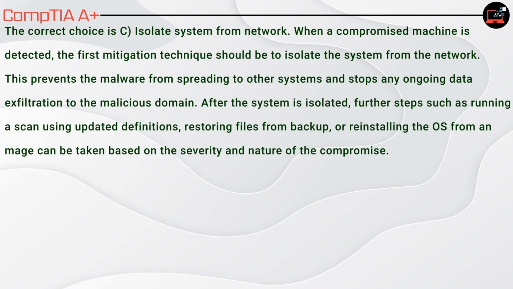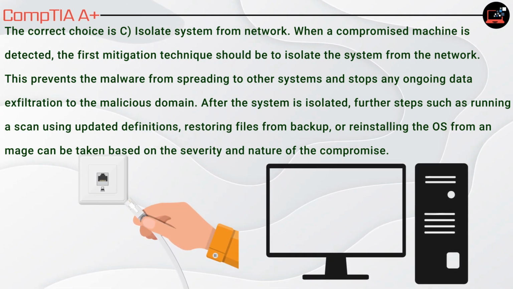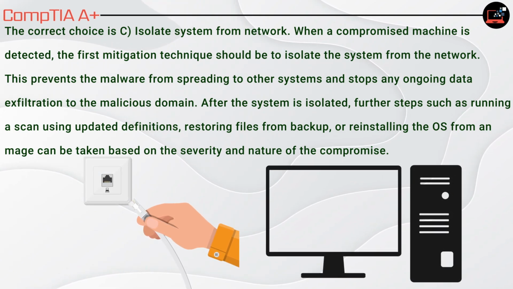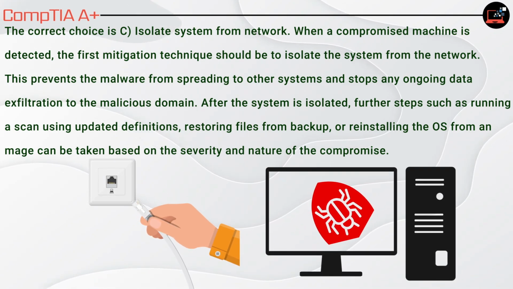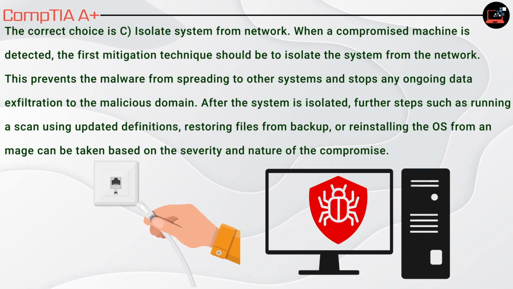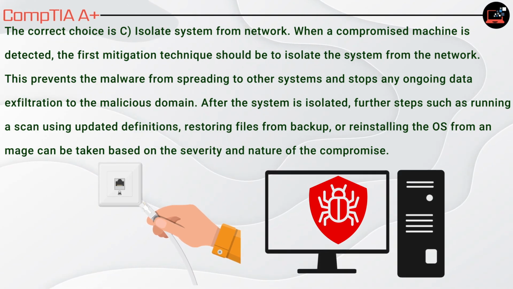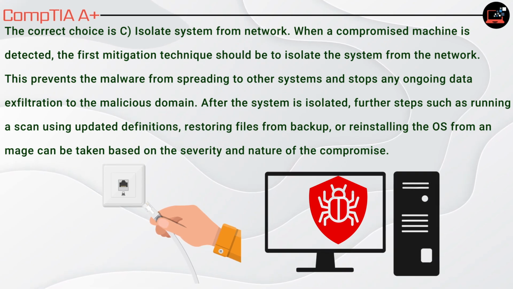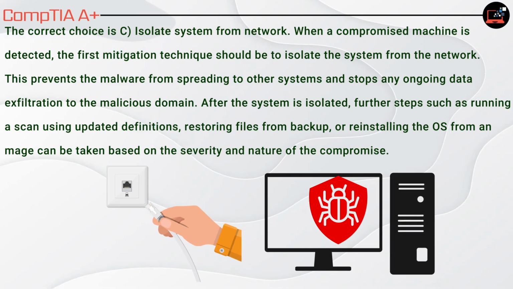The correct choice is C, isolate system from network. When a compromised machine is detected, the first mitigation technique should be to isolate the system from the network. This prevents the malware from spreading to other systems and stops any ongoing data exfiltration to the malicious domain. After the system is isolated, further steps such as running a scan using updated definitions, restoring files from backup, or reinstalling the OS from an image can be taken based on the severity and nature of the compromise.